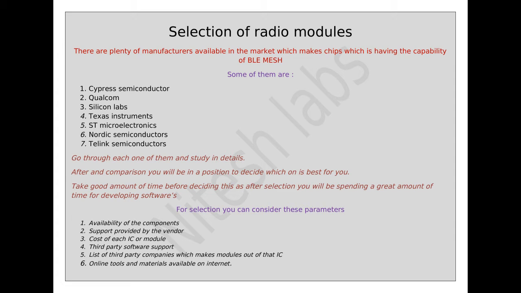I have placed some of the parameters which will help you in deciding. First, availability of the components. Second, support provided by the vendor. Third, cost of each IC or module. Fourth, third-party software support. Fifth, list of third-party companies which make modules out of that IC. Sixth, online tools and materials available on the internet.